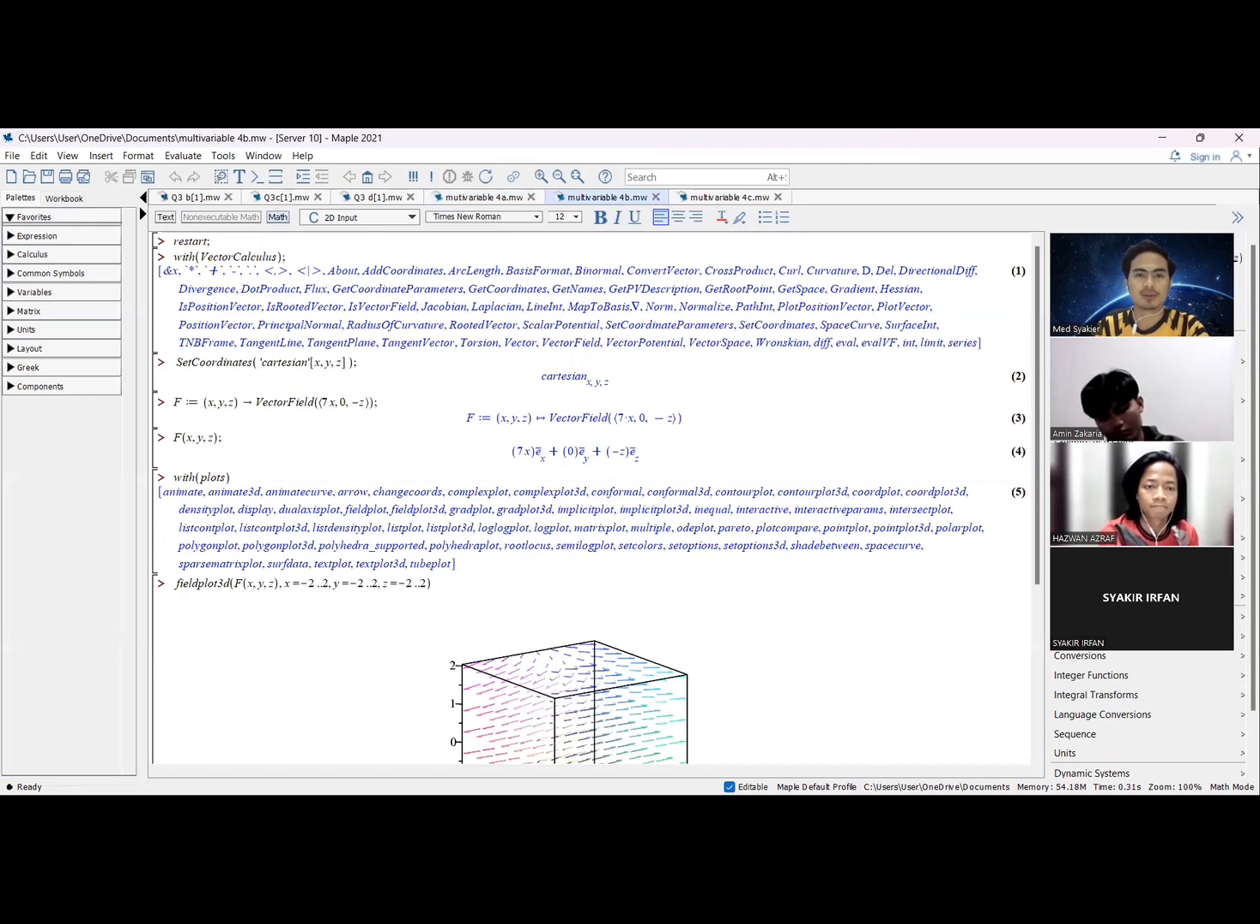We have to find the surface of the sphere x squared plus y squared plus z squared equal to 4. You have to find the divergence and evaluate the surface integral by using Gauss theorem.